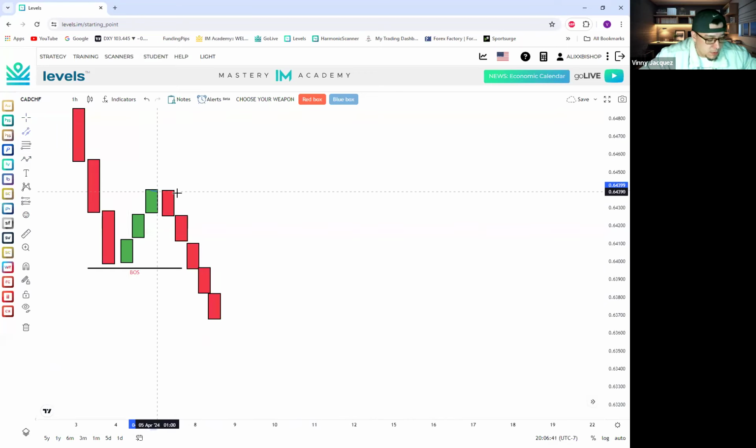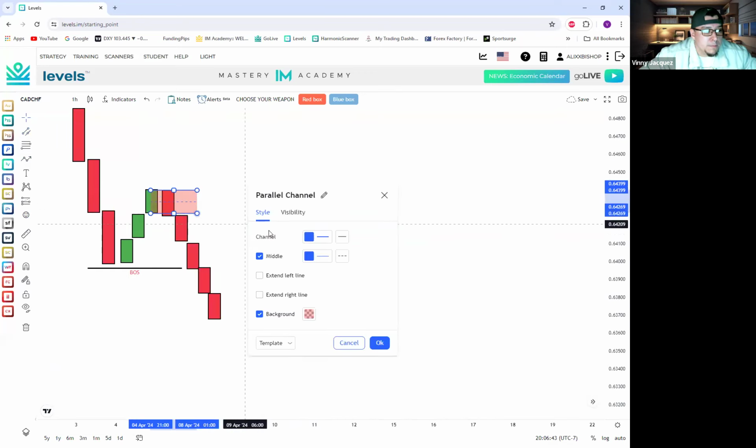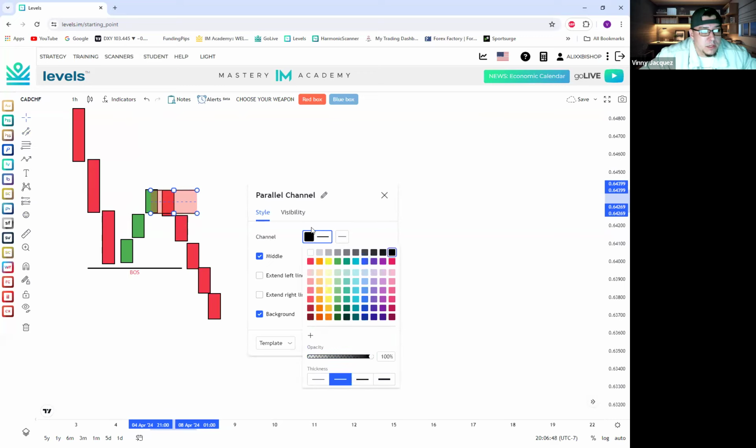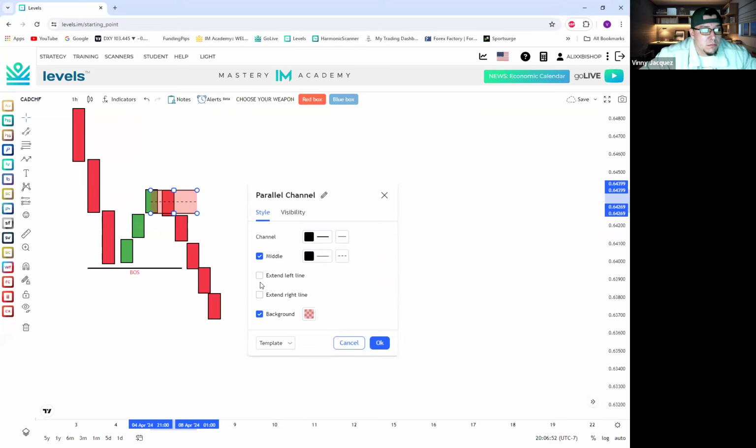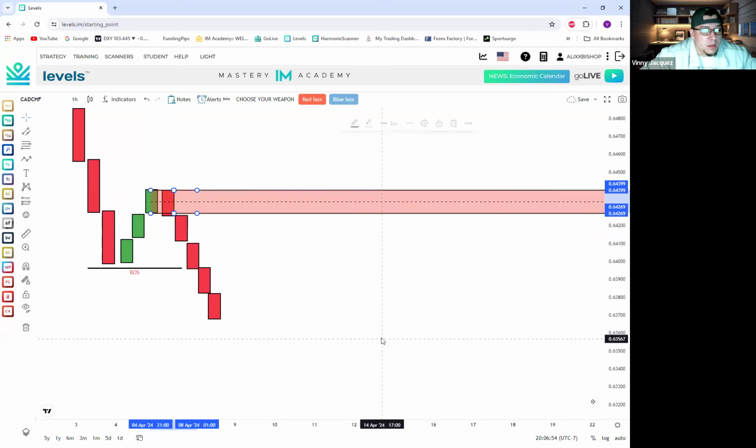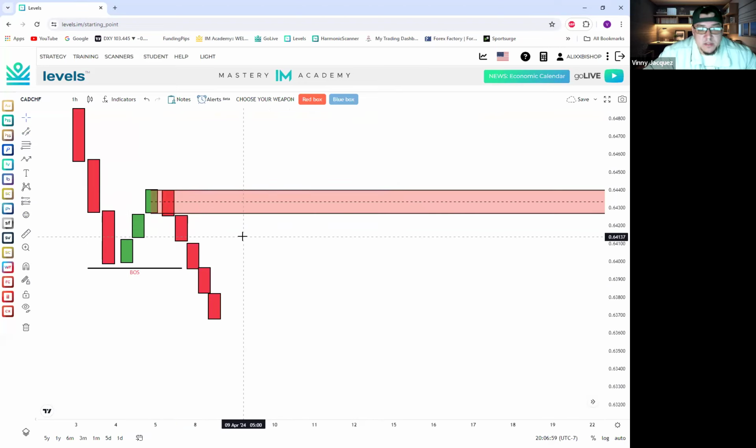Parallel channel. Let's see. Make this thing black. I'm not sure why levels isn't set up for me, but it's okay. It does not matter. So this is our sell zone, guys, right?